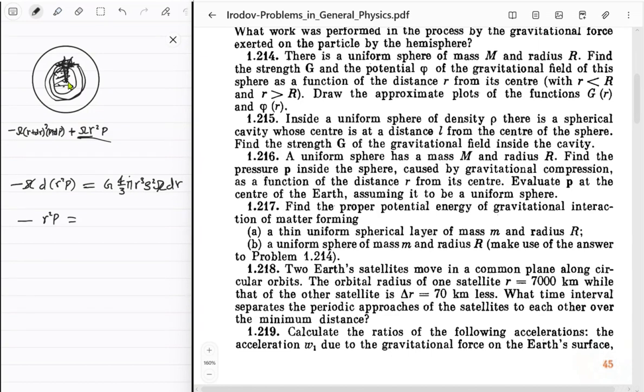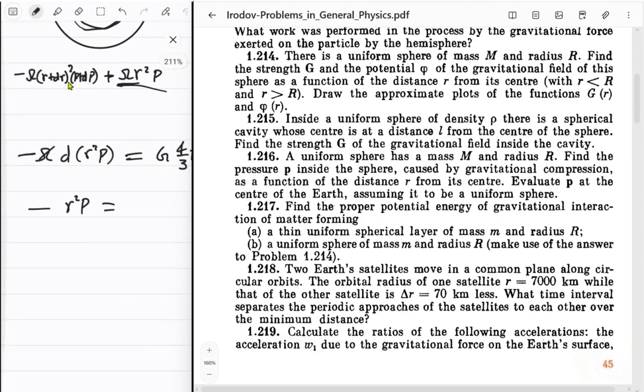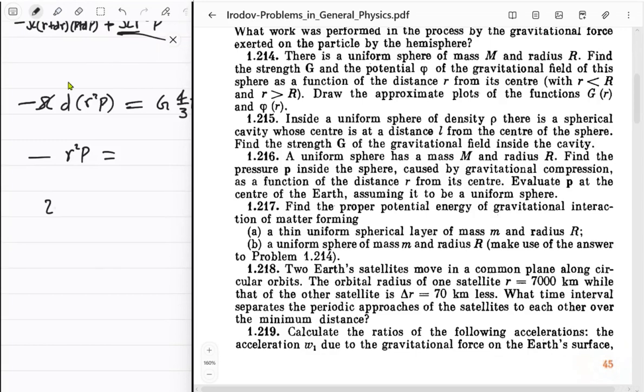Or can you? What if you actually open this? You just have 2r p dr and then you got r squared dp and, not helping. It's not helping. Okay, I think you should stop now.